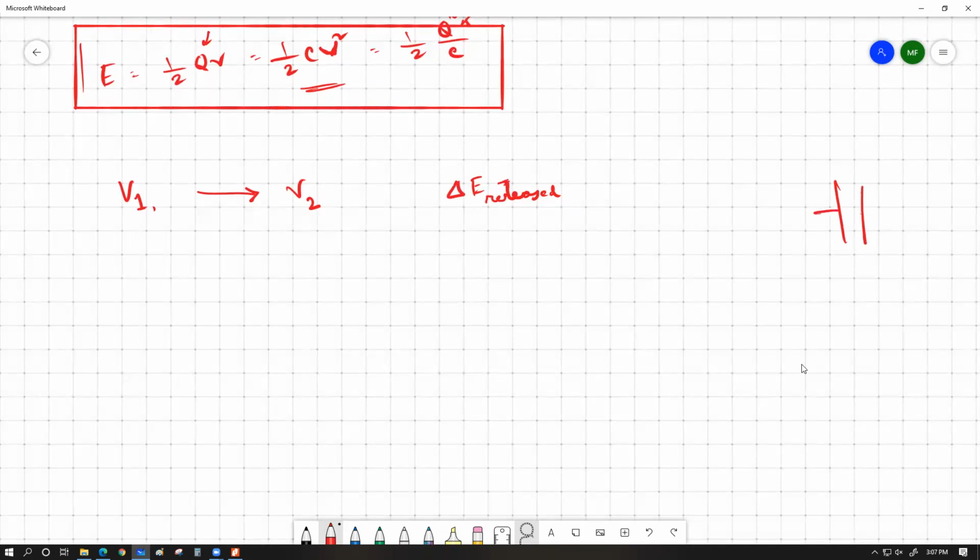Suppose across a certain capacitor we have 0 volts, then its stored energy is 0. If across it there is, let's say, 2 volts potential difference, then the total stored energy is half C times 2 squared. If across the same capacitor there is 6 volts, then the total stored energy is half C times 6 squared. That means the higher the voltage across the capacitor, the more energy it stores. So if we say that a capacitor releases some energy, that essentially means that its initial voltage was bigger and the new voltage after releasing the energy is definitely smaller, which means in this case V1 is bigger than V2.